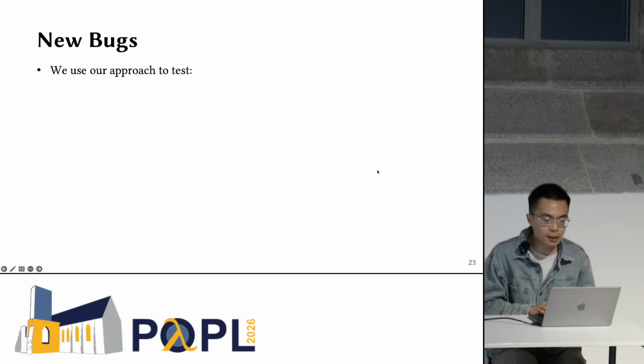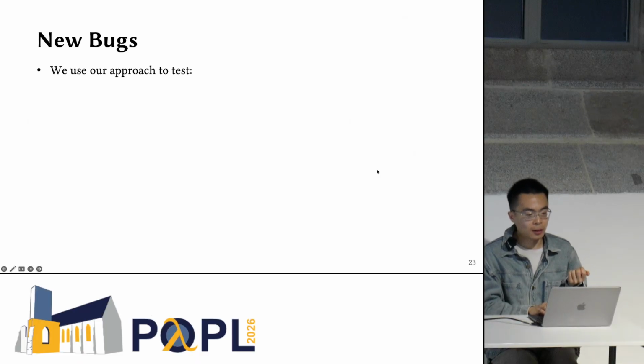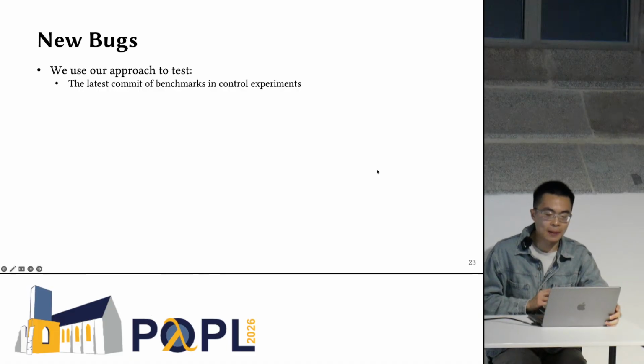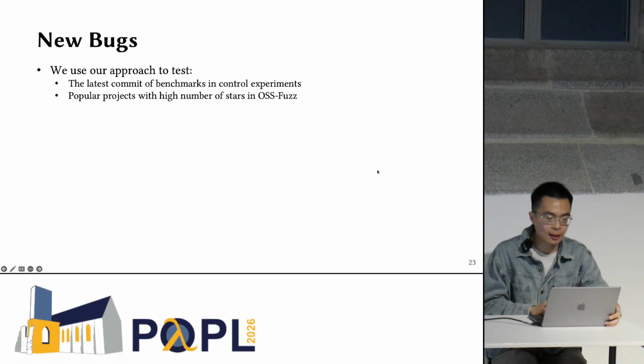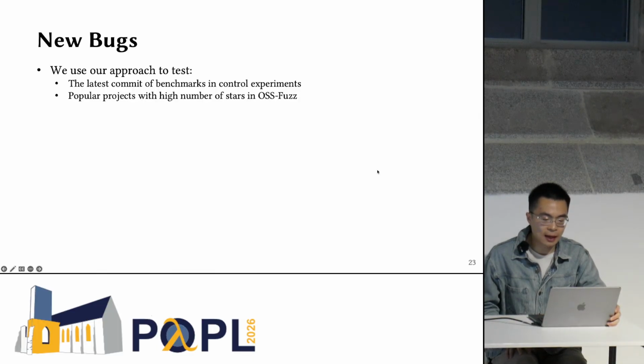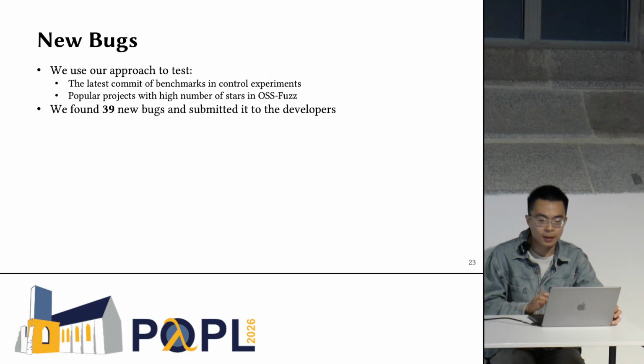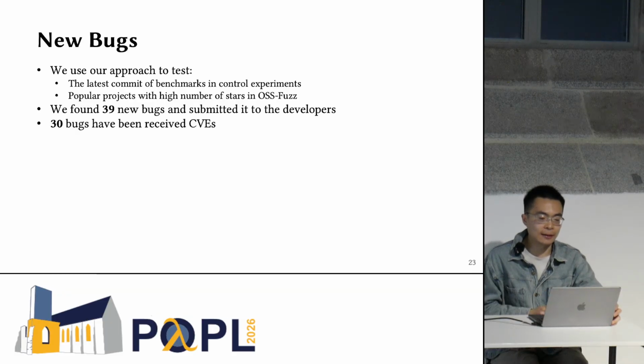Finally, we use Bayesian to test the latest version of software, including the most recent commits for the 24 programs used in our controlled experiments, as well as popular projects with a high number of stars in OSS fuzz. Both groups of software have been extensively fuzzed 24/7, yet we are still able to discover a large number of important new bugs. In total, we found 39 bugs, 30 of which were assigned CVEs.